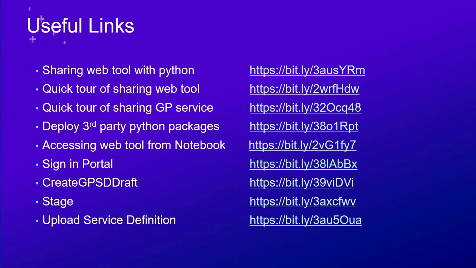And here is the list of useful links that show the documentation, pretty much what I have covered in this session. The first one is sharing web tools with Python, and that covers pretty much all the optimization of the script tool we covered in this session. If you don't know much about sharing web tools and GP services, those two are good links to have an overview of sharing or publishing web tools and GP services.